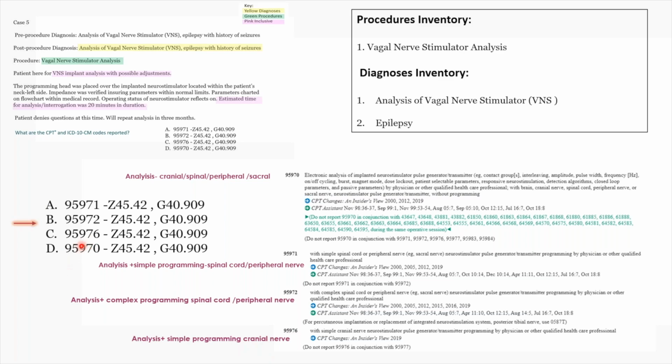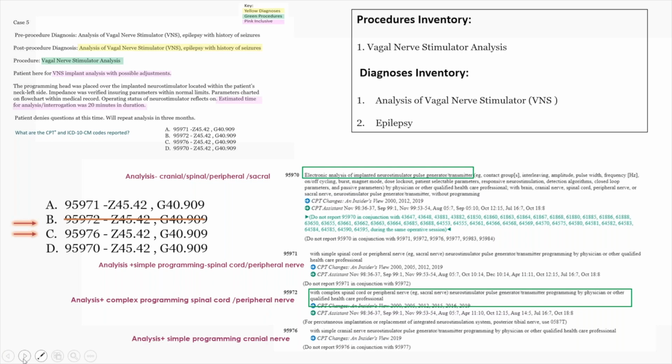Let's look into the first option, option B, 95972. 95972 is coding for analysis plus complex programming for the neurostimulator which is located in the spinal or peripheral nerve. As I said, in our scenario, the neurostimulator is located in the cranial nerve. It is not in the spinal cord, it is not in the peripheral nerve. And we didn't have any complex programming. We just had an analysis only done in our scenario. So there is no complex programming, and the location of the neurostimulator is also incorrect. So that cancels out option B.